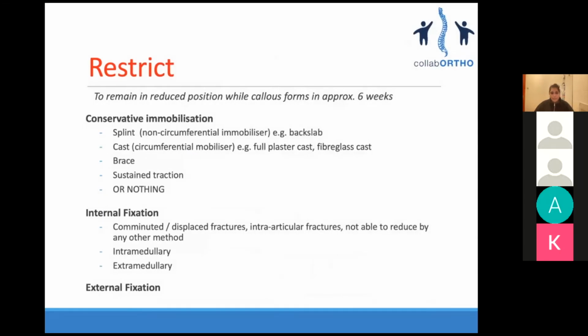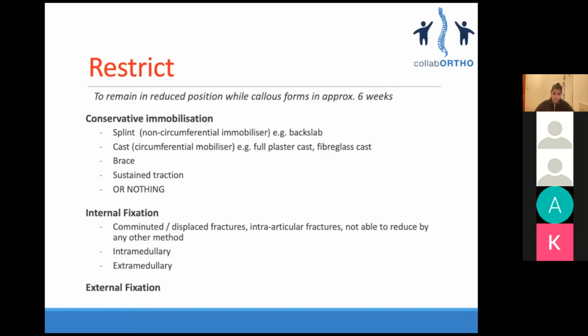Restrict. So once you've reduced the fracture, you then want to restrict movement at the fracture site. So you don't want that fracture moving, to allow healing. Okay, and there's a few ways you can do that. A lot of patients can just be restricted and immobilized conservatively. So that can either be through a cast, either a full cast or a back slab, through a brace, through traction, which I've just covered, or sometimes if it's completely undisplaced and it's a small fracture, sometimes you don't need anything. If conservative immobilization is not an option, you then move on to operative route.